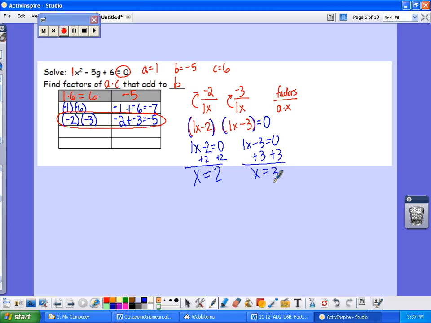X equals 3. So my solution, or my answer, is 2, 3. And remember, these are curly brackets.